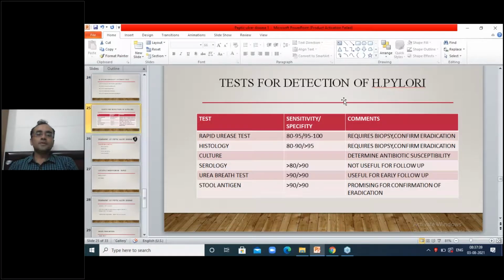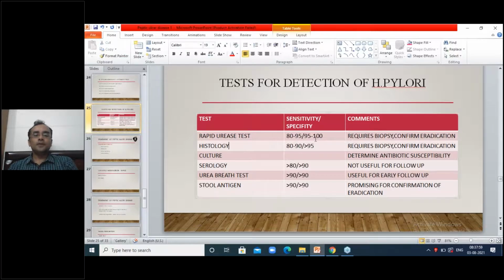So just to summarize the tests for the H. pylori, the first is the rapid urease test. It is probably the most commonly used. It has a good sensitivity and specificity, but it requires endoscopy and biopsy. It can confirm eradication, and it is very fast. The results are available within 2 to 3 minutes.